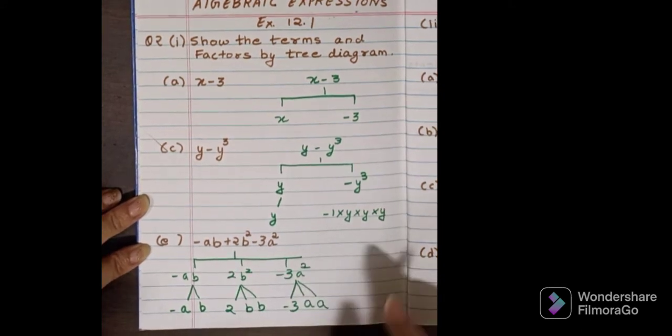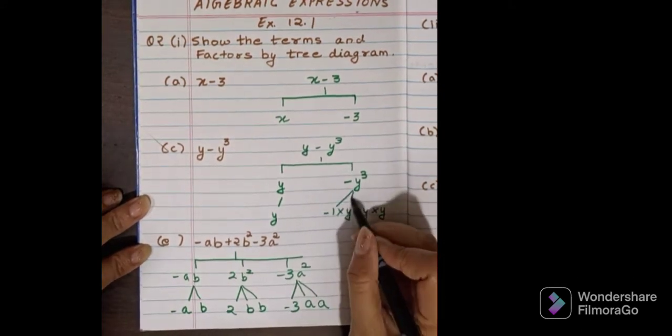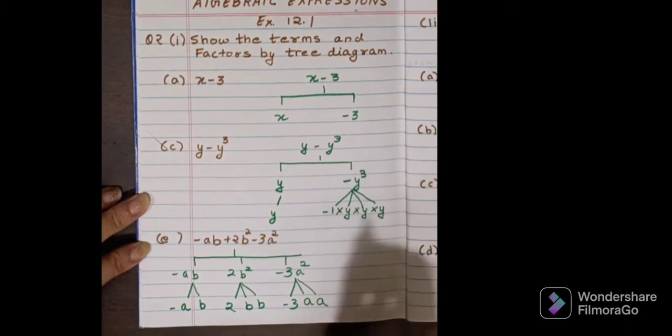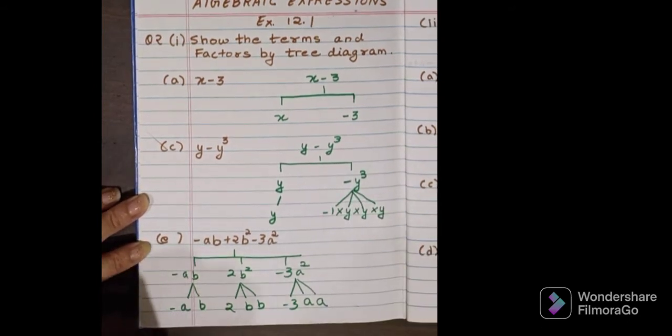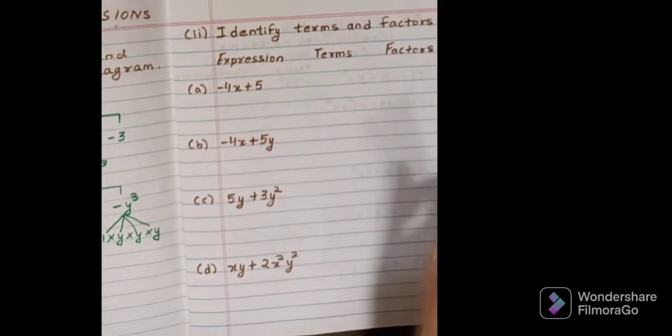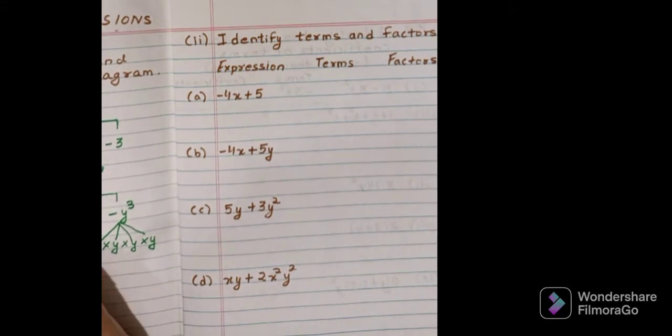So student, in this way you can make a factor tree and you can write terms and factors. So this is question 2, first part. Now next we have question 2, second part. In this we have to identify terms and factors.